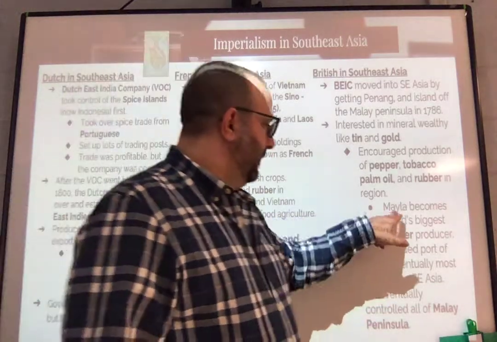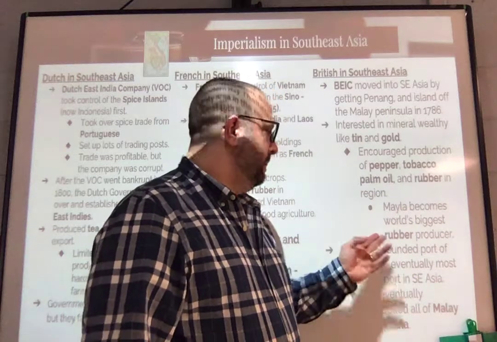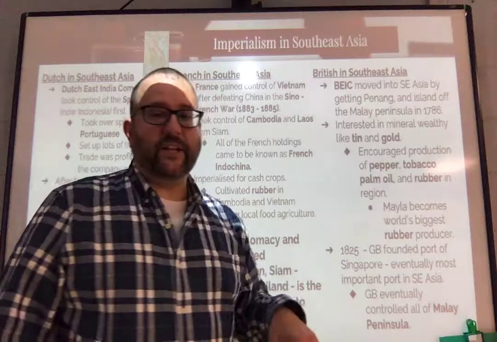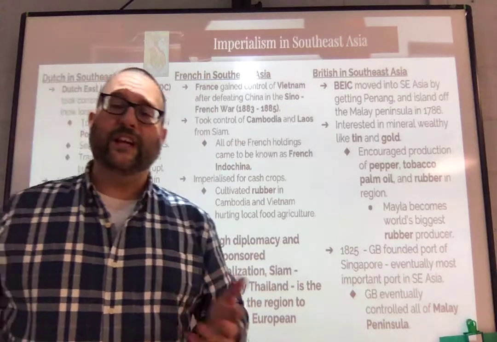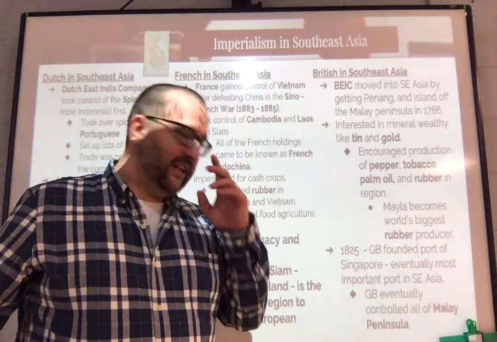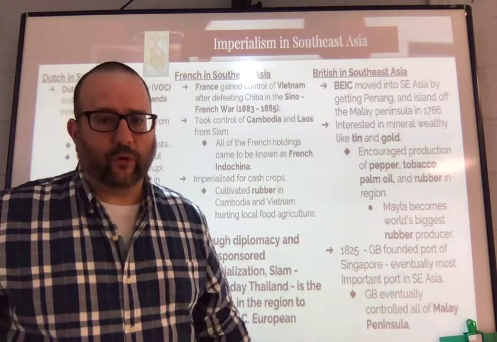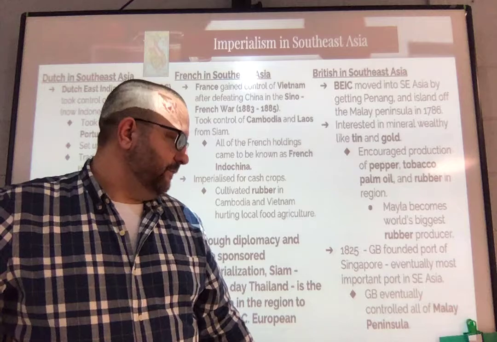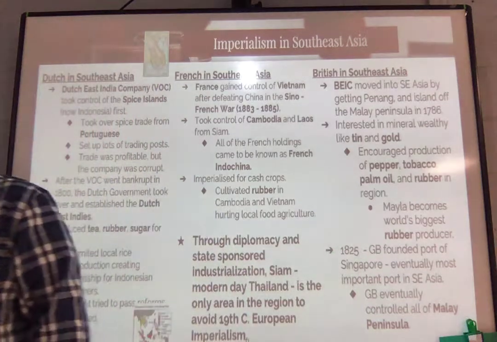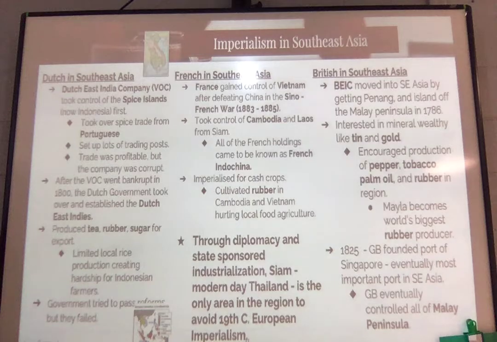Malay, M-A-L-A-Y, sorry, it's a typo, becomes the world's biggest rubber producer. In 1825, the British found Singapore, the port of Singapore, and that's going to become, like it is today, one of the most important ports in all of Southeast Asia. And eventually, they're going to control the entire peninsula. As I said, the sun never sets on the British Empire.